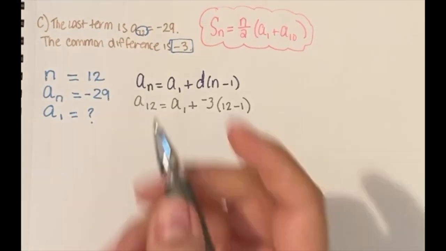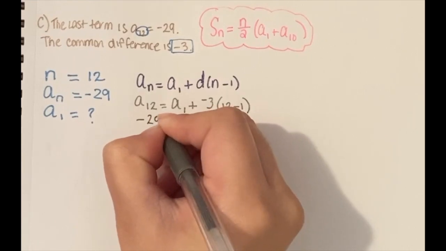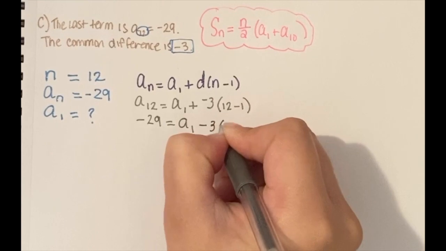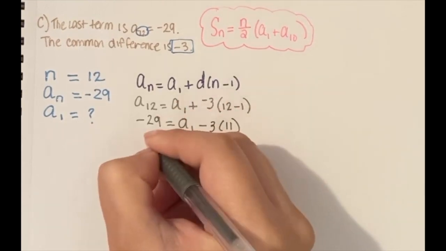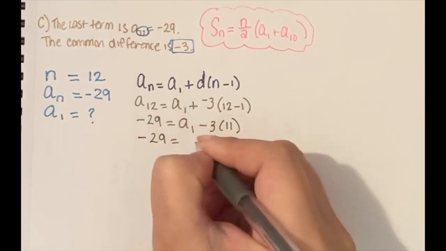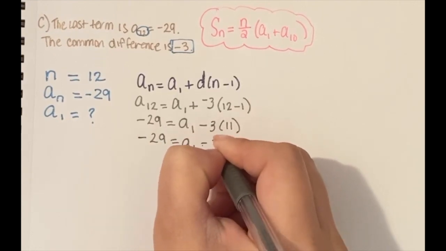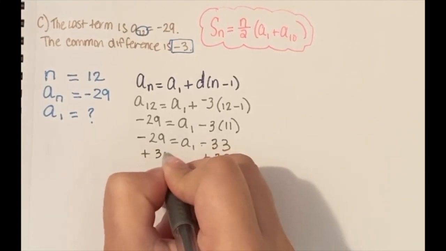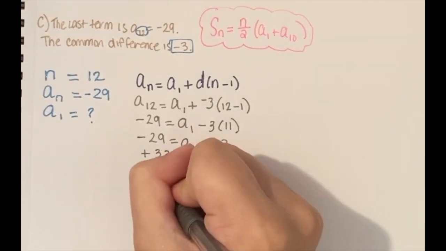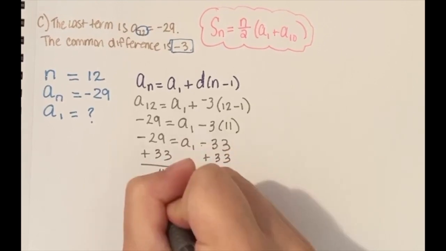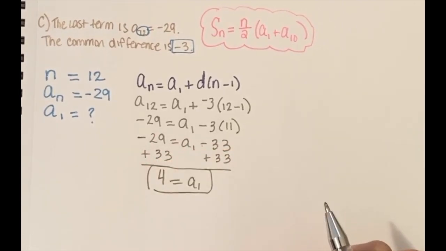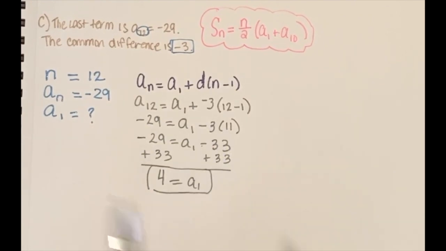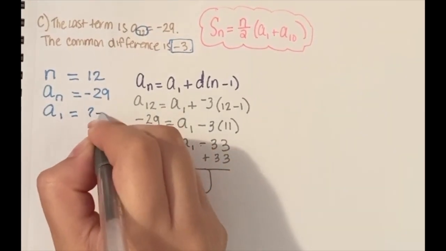Well, we know the 12th term is negative 29. We don't know what the first term is. And negative 3 times 11. We just keep on simplifying this until it gives us what the first term is. We'll add 33 on both sides. And we end up getting that the first term is 4. So that one was a little bit more complicated because we needed to know exactly what to plug in to find the first term. So this is actually 4.